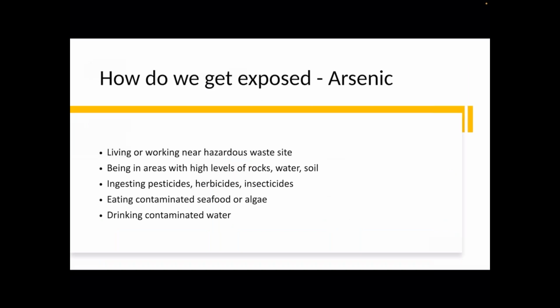So how do we get exposed to some of these agents? Let's start with arsenic. If you live near a hazardous waste site, or in areas with high levels of arsenic in rocks, water, and soil, that's a risk. It is in pesticides, herbicides. You don't have to ingest them directly. If the things that you're eating are not organic, then you run the potential of having arsenic in them. You can eat contaminated seafood. It's not just that some seafood is contaminated. Pretty much all of seafood is contaminated.